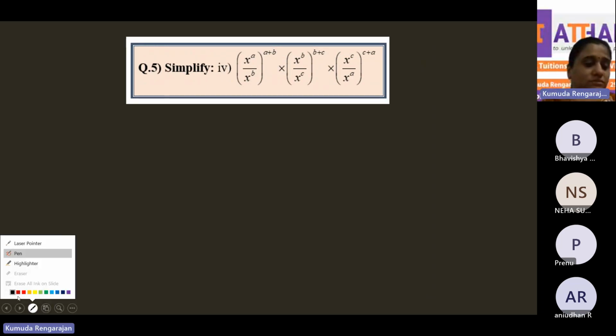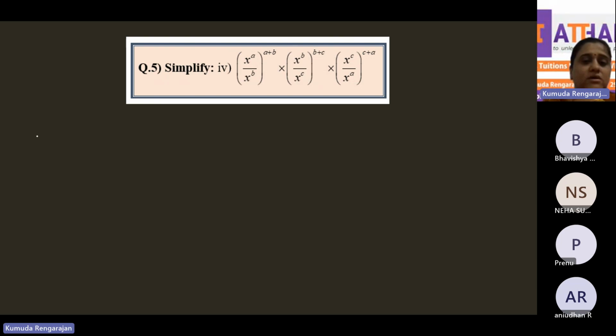So here, listen to me. X to the power a divided by x to the power b can be written as x to the power a minus b, correct? The bases are the same and it's division, so we subtract the powers. And there's already another power, a plus b, so you'll have to multiply the powers, correct?